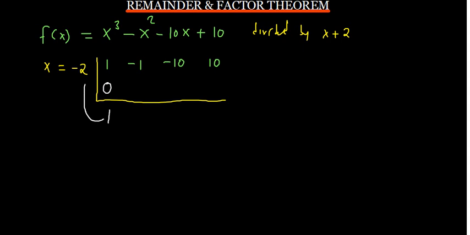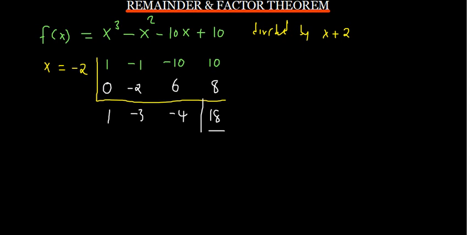This one I find, I multiply with the negative 2. That will give me negative 2. And then negative 1 on top, I'll add with the negative 2. That will give me negative 3. Then negative 3 times the negative 2, which is outside here, again, that will give me a positive 6. Negative 10 plus 6, that's negative 4. Negative 4 times negative 2 still, that will give us 8. And then 10 plus 8, that will give us 18.